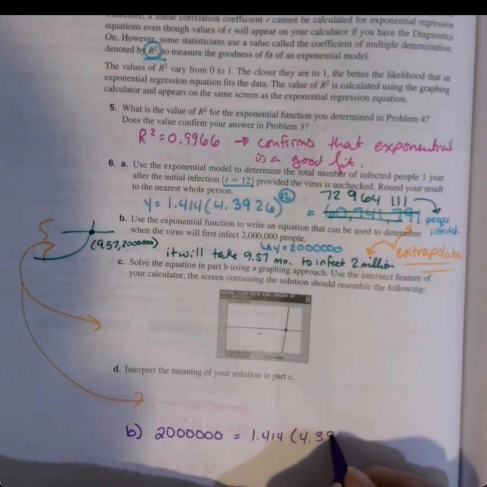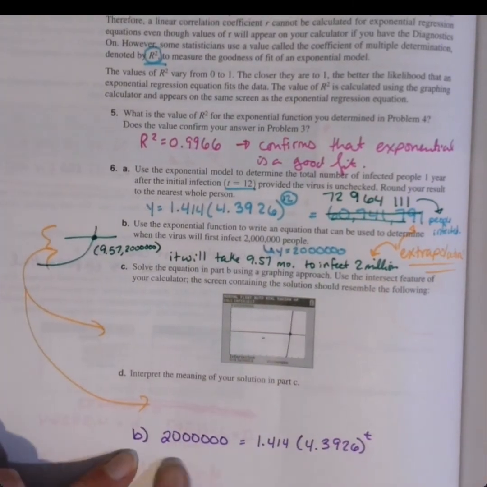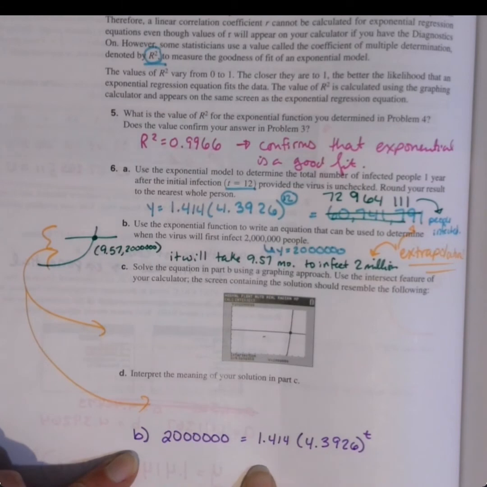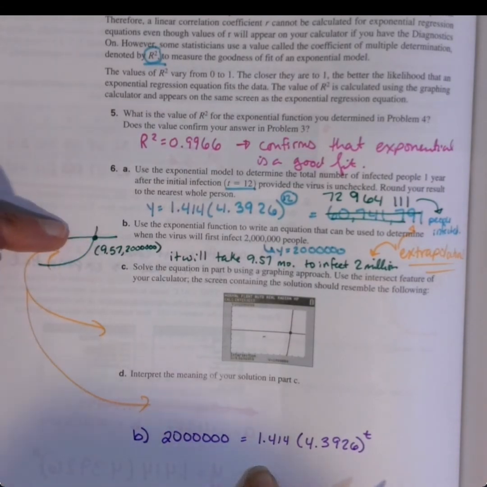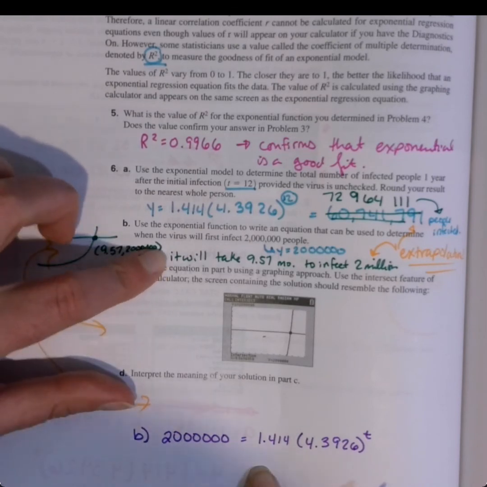And so this is all they really would have had me write down for part B, that this is an output value. Then they would have us do the graphing part, find the intersection point in part C. They would have us write our sentence about what it means in part D.